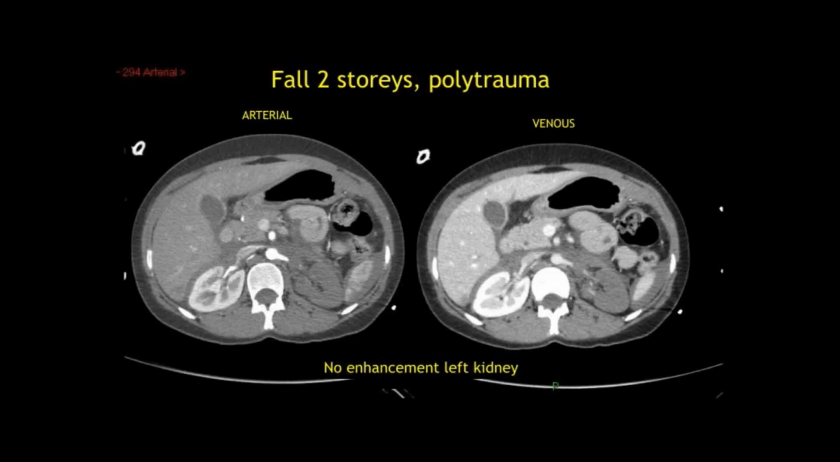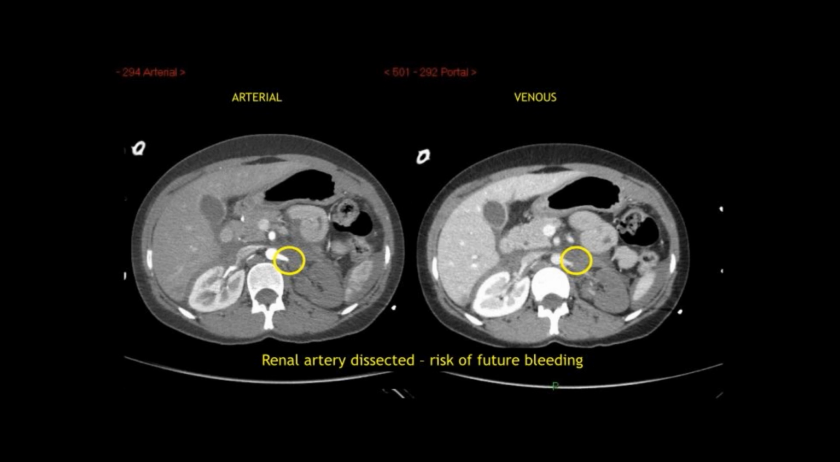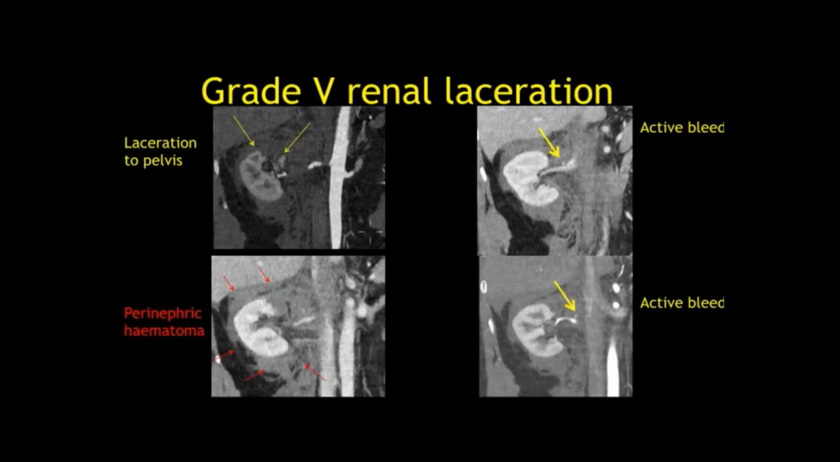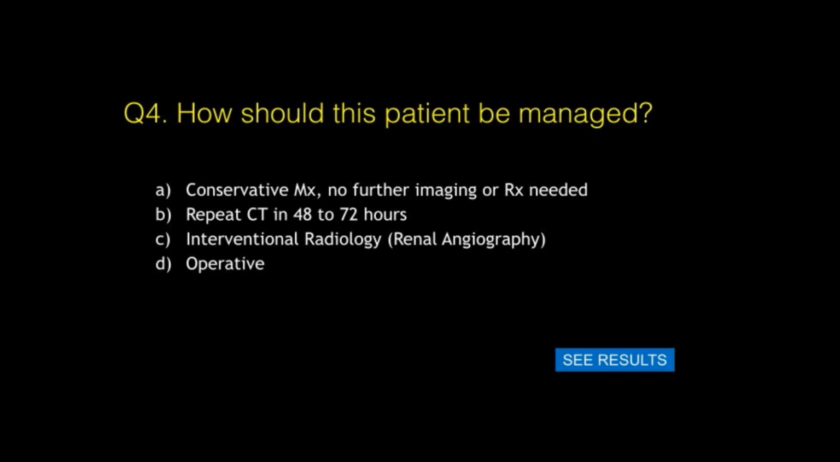So let's think about vascular injury first of all. And here's a patient who fell 2 stories, and you can see complete lack of enhancement of the left kidney. And that is because they had dissected their left renal artery. And obviously there is a risk there that dissection at some point will start to bleed. Here's a different patient who's got a grade 5 renal laceration. A good tip is to actually reconstruct the renal artery in the coronal plane because it's easier to see active bleeding. And we can see active bleeding here coming from the superior renal artery.